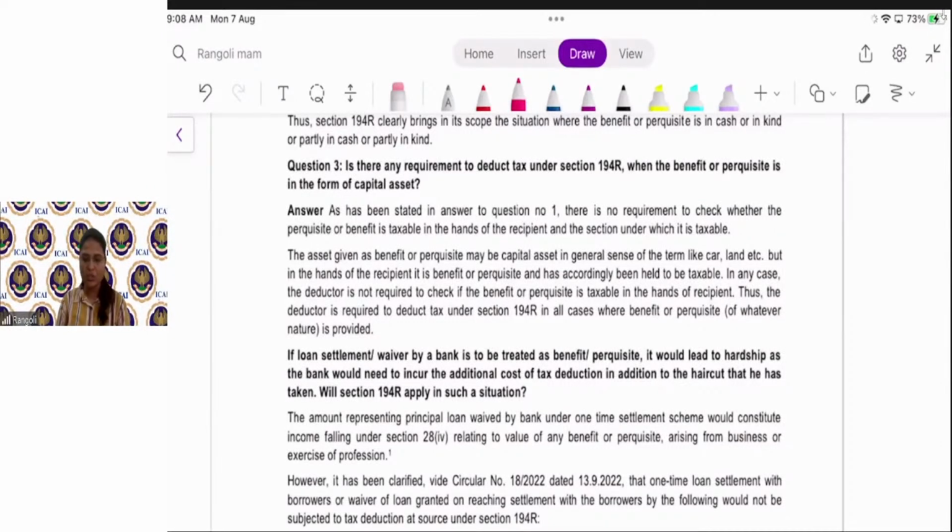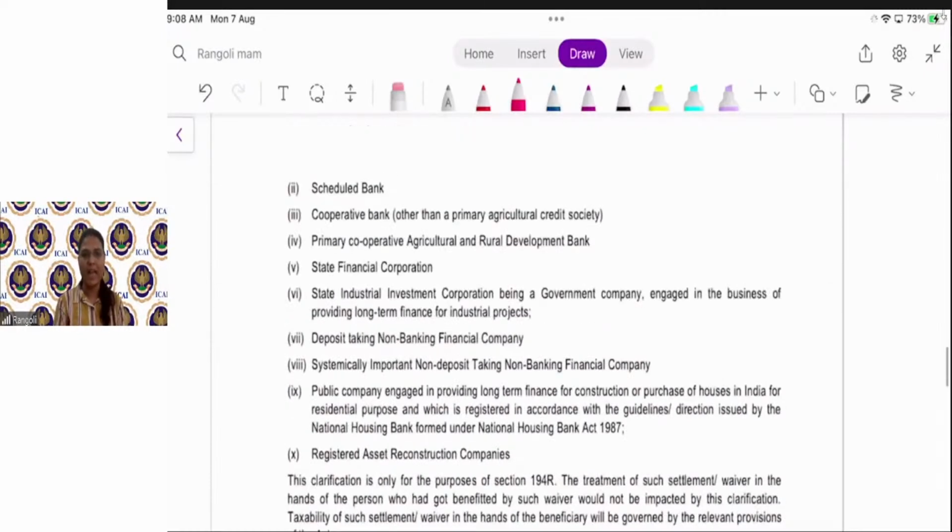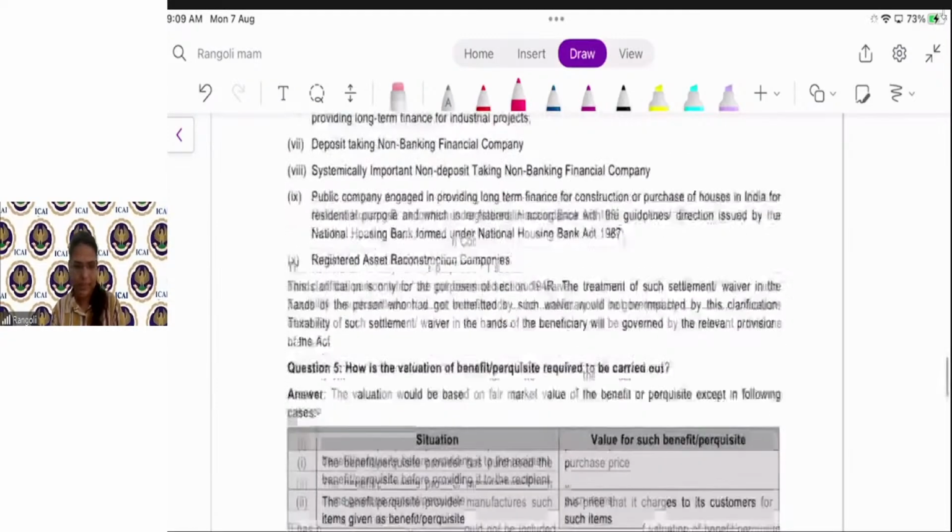So the CBDT has issued a notification that if a public financial institution, scheduled bank, cooperative society, any banking company or NBFC is making a one-time settlement scheme, they generally issue a one-time settlement scheme on which they give some relaxation to the payer, so at least some amount they will recover. In that case, 194R is not applicable and the bank is not required to deduct TDS. But that is only for banking.